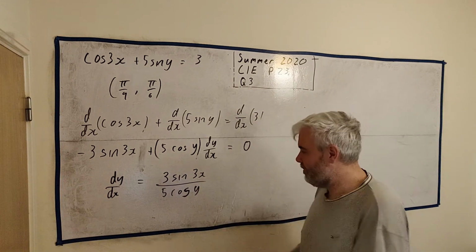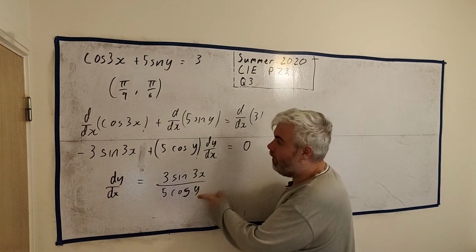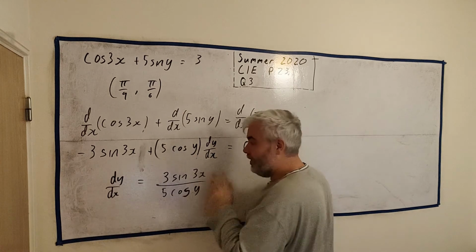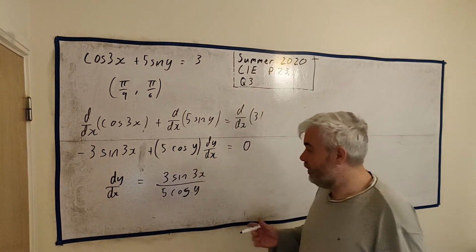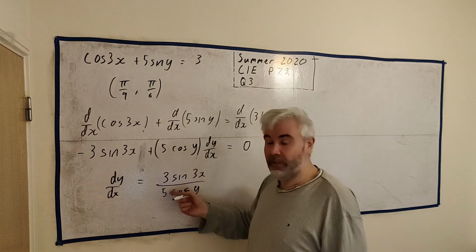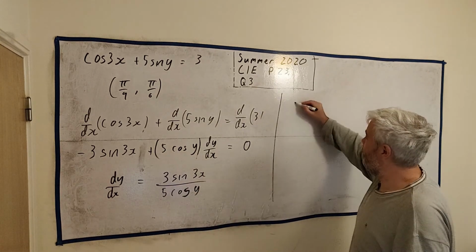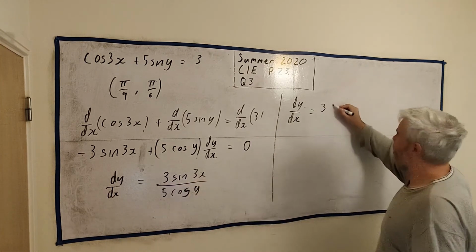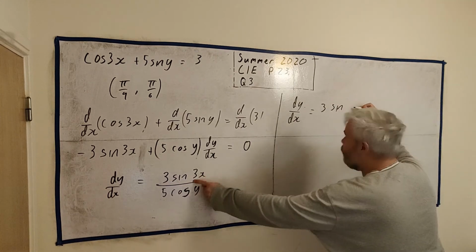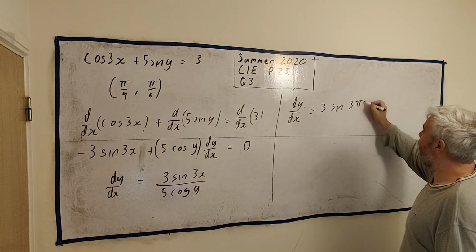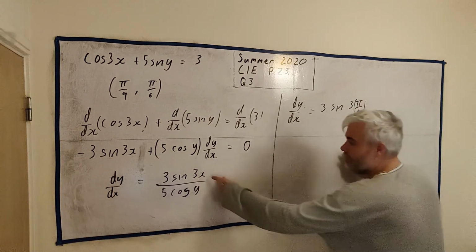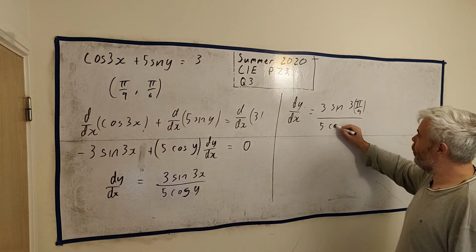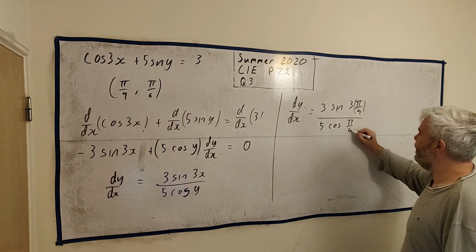We've got dy dx. Some students might be worried about this y here, but don't, because remember, they told us what y is. They told us what x is, they told us what y is. So if we want to find the gradient, we simply put these numbers into this equation. So let's do that over here. dy dx is equal to 3 times sine 3 times pi over 9. Instead of x, I'm putting pi over 9. And that's divided by 5 cosine pi over 6.